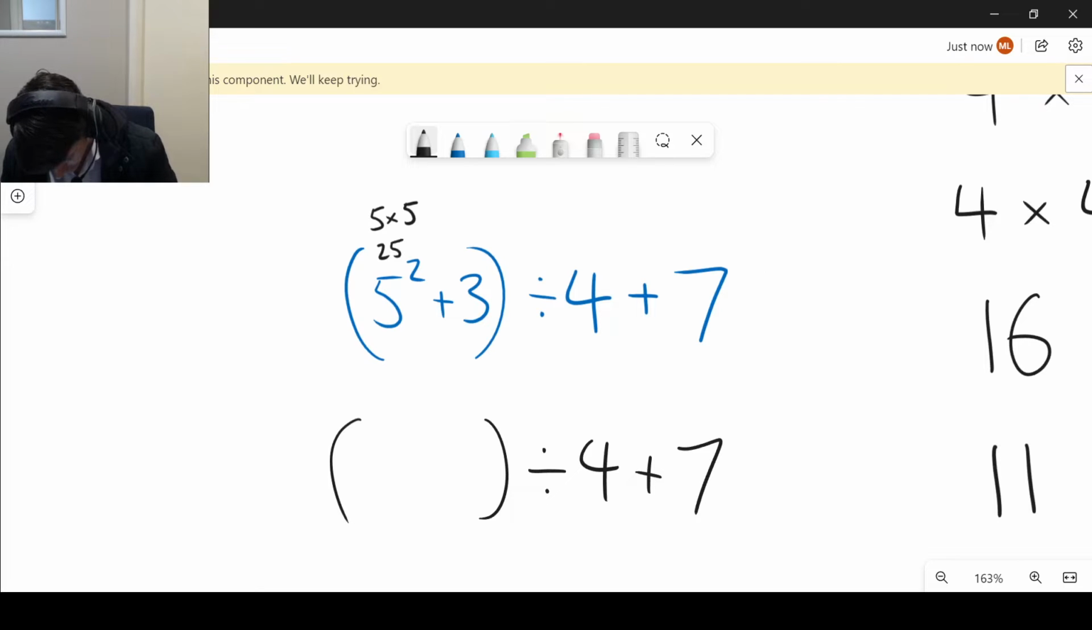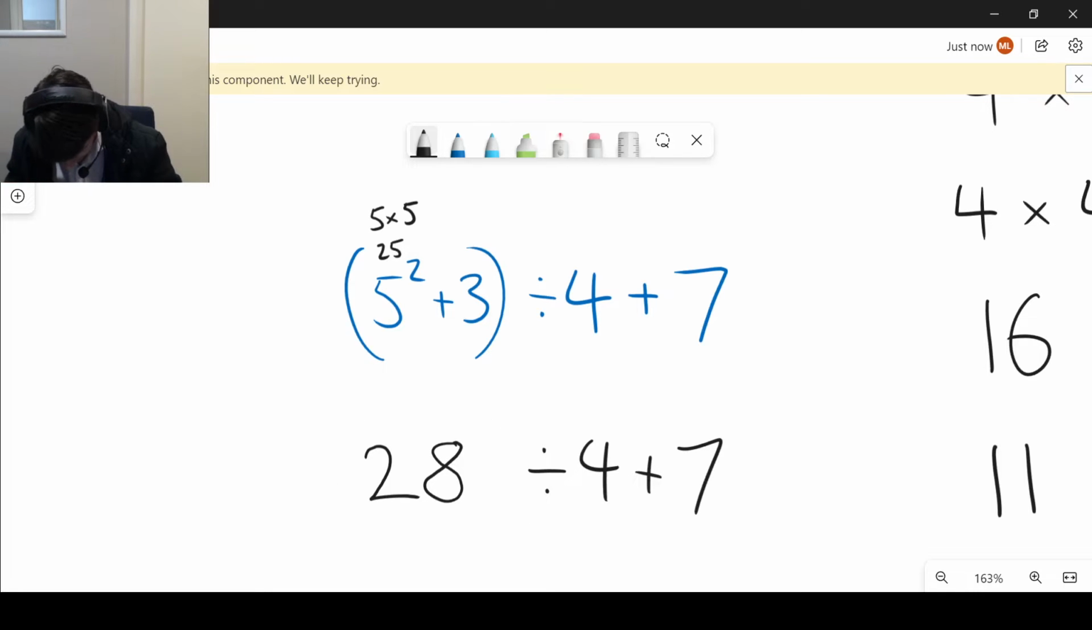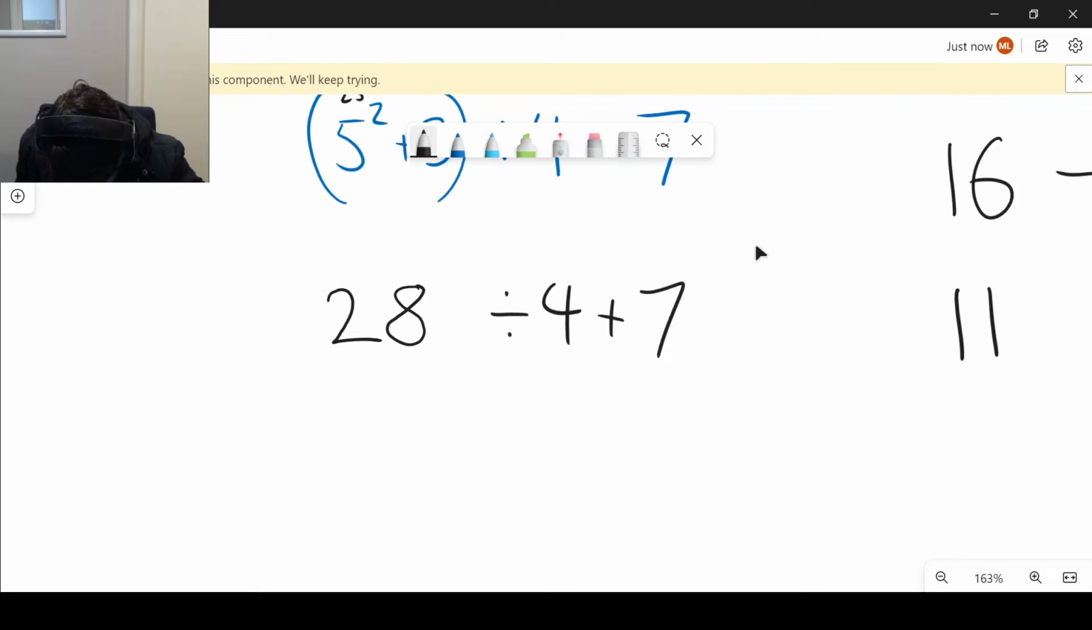So we got 25, and then it's got plus 3. So I can do that all, because it's still in the brackets, I'll do all that stuff in the brackets together. 25 plus 3, 28. Alright, brackets are done. What would I do next? Riley reckons divide. I think he might be right.